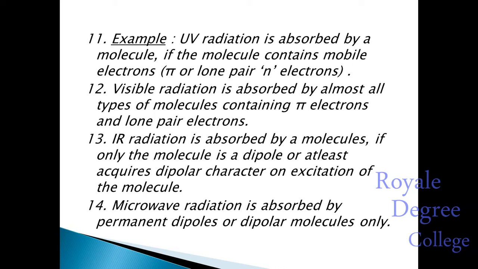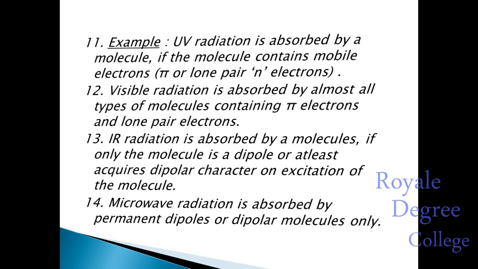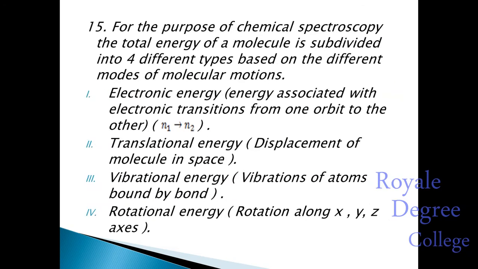Then infrared radiation is absorbed by a molecule only if the molecule is a dipole or at least acquires dipole character on excitation of the molecule. Microwave radiation is absorbed by permanent dipoles or dipolar molecules only. These are the conditions. So for the purpose of chemical spectroscopy, the total energy of a molecule is subdivided into 4 different types based on the different modes of molecular motions.